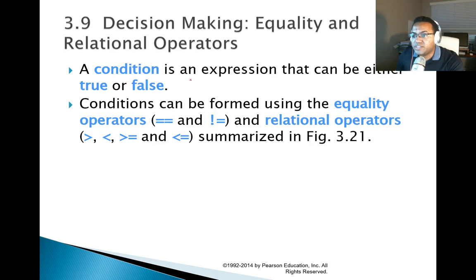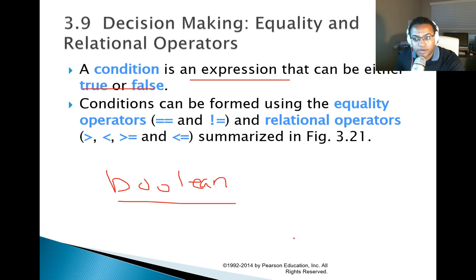A condition is an expression that can be either... No, that is Boolean. Let's just get used to using specific, accurate terminology. A condition is an expression that is Boolean. A Boolean is an expression that can either be true or false. Remember, Boolean. All right? So a condition is an expression that is Boolean. It can either be true or false.